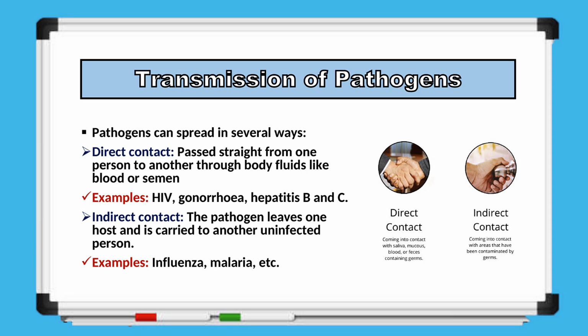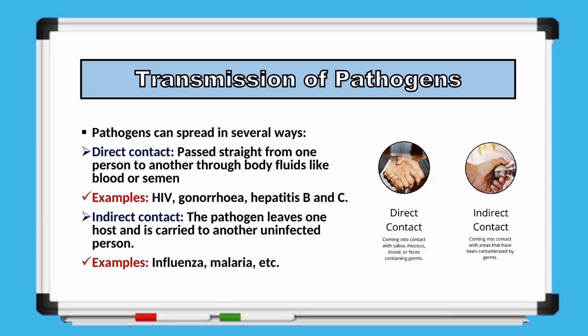The second method is indirect contact. In this case, the pathogen leaves one host and is carried to another uninfected person. This can happen through contaminated surfaces, food, or water, or even through insects that act as vectors. Examples of diseases spread by indirect contact include influenza and malaria. Indirect contact also includes situations where a person touches areas or objects that have been contaminated with pathogens, allowing the infection to enter their body.